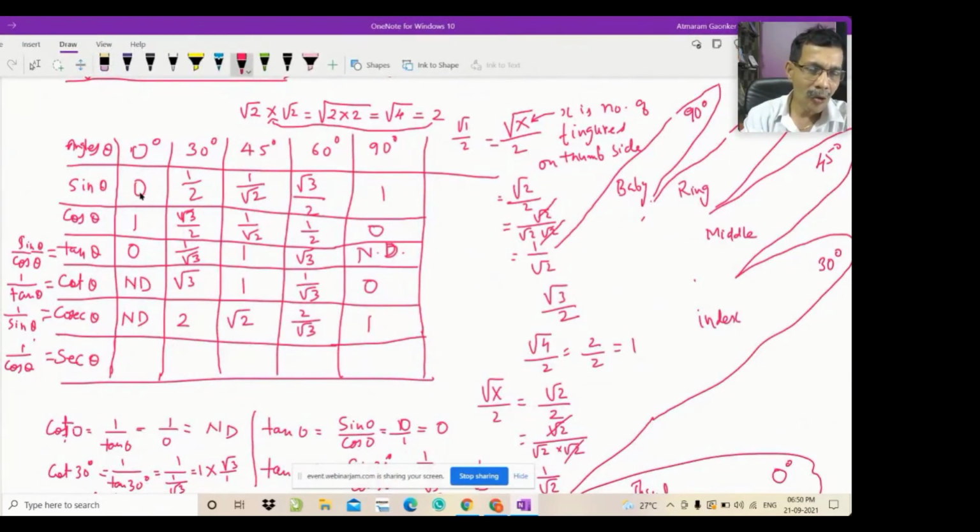So they are co-functions, then it is only for co-function. So sine and cos is co-function, that is why it is coming in the reverse order. Tan and cot is co-function, that is why it is coming in the reverse order. And cosec and sec are co-functions, now it will come in the reverse order.